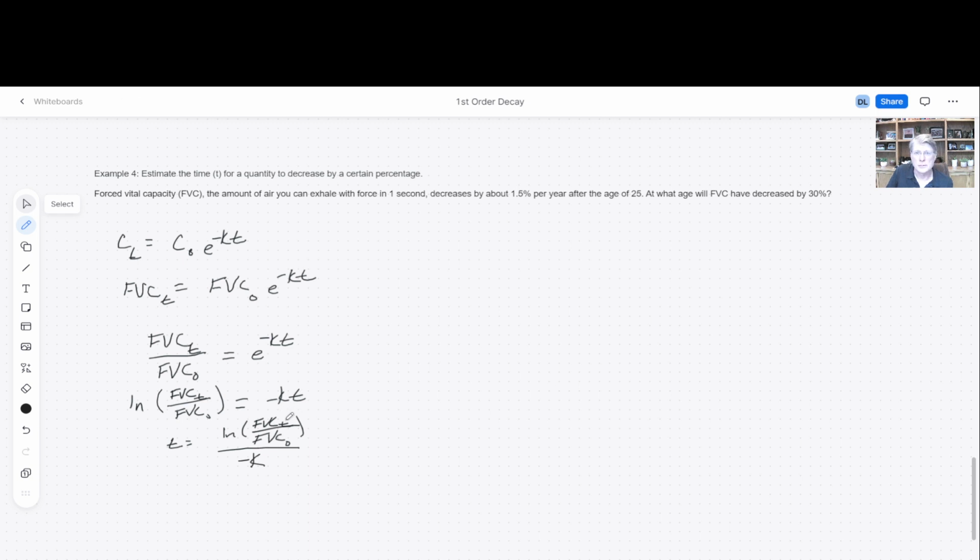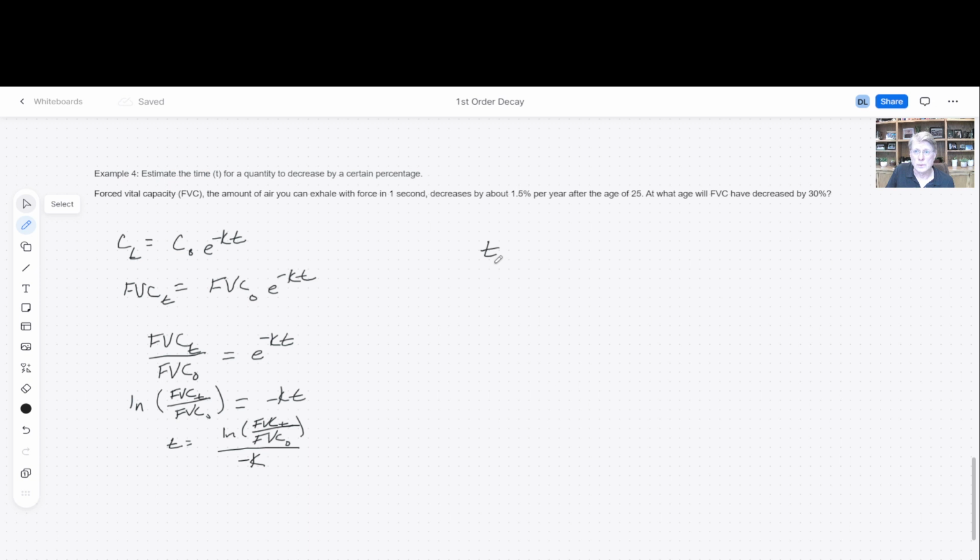Right, so do we have all of that? FVC at time t over FVC naught, that ratio is going to be 0.7 because we want to know when FVC has gone down by 30%. So this term will be the natural log of 0.7, and then k, that's our decay rate, that's 1.5% per year, so that's 0.015.